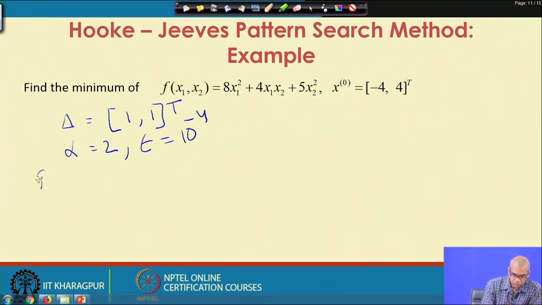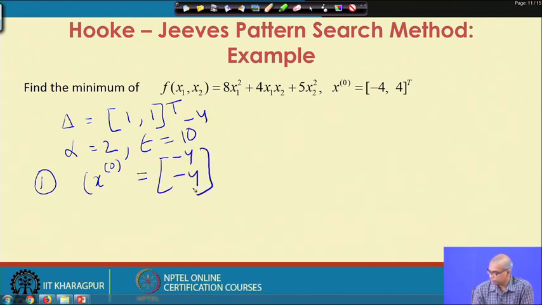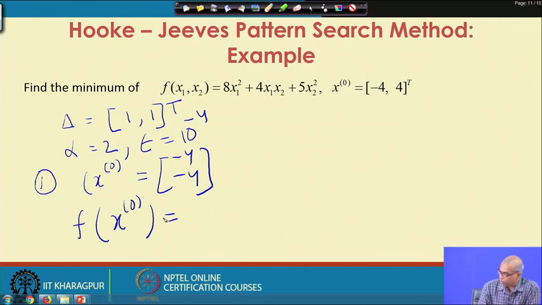Now, you will start the exploration move about x 0, which is -4, -4 as given. The value of the function at this starting point, if you calculate, you will get 272.